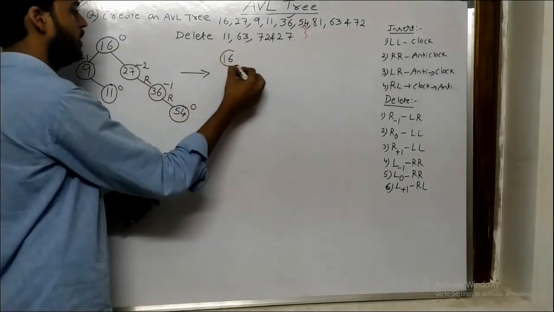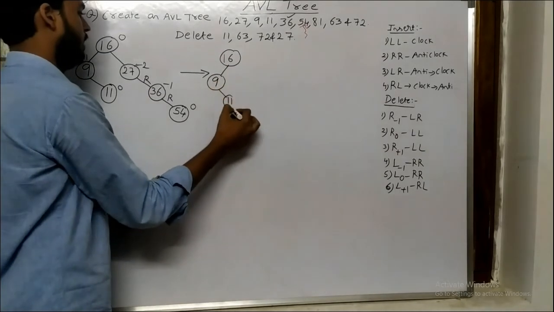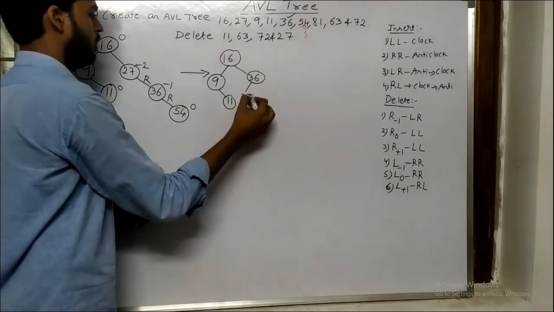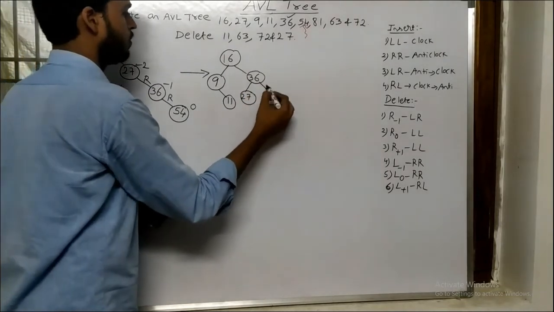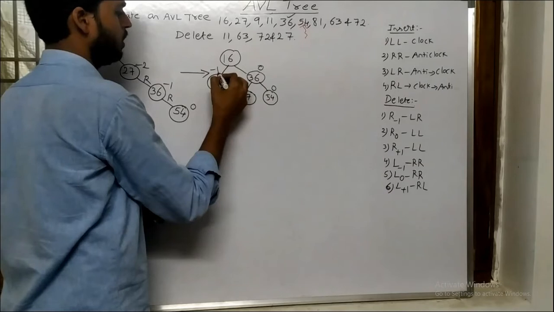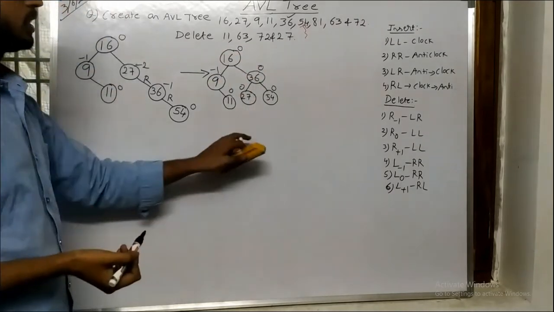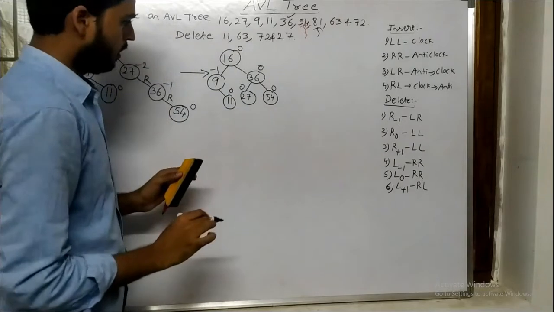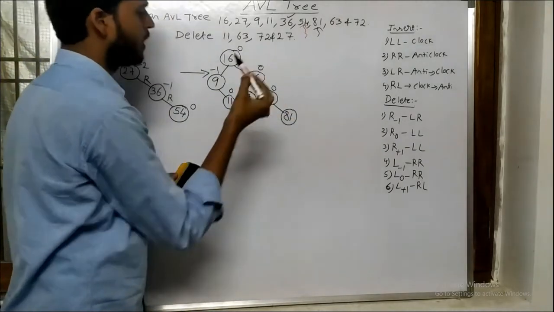That is 16, 9, 11, 36, 27, 54, with balance factors 0, 0, 0, 0, minus 1, 1, 2, 1, 2, 0. I have inserted 54. Then I am going to insert the node 81. When I insert the node 81, it will be inserted on the right side.